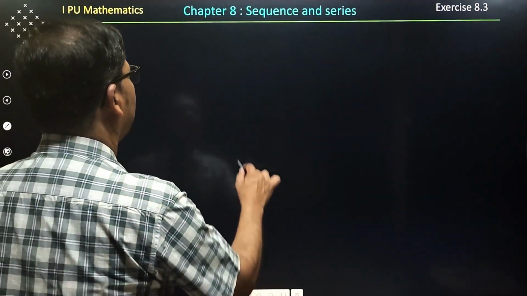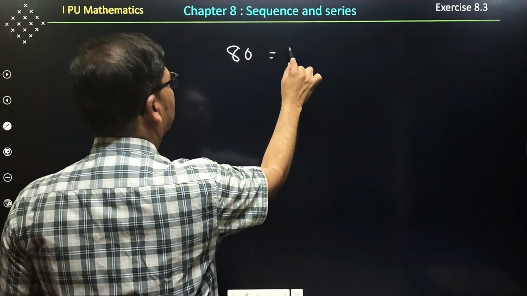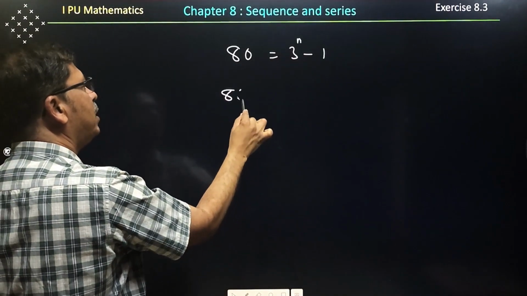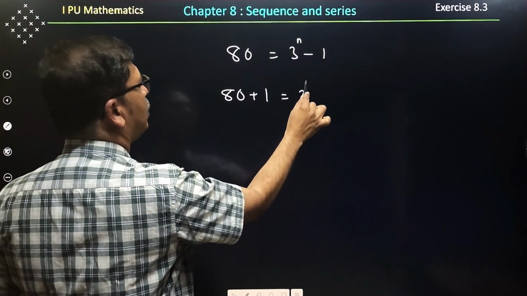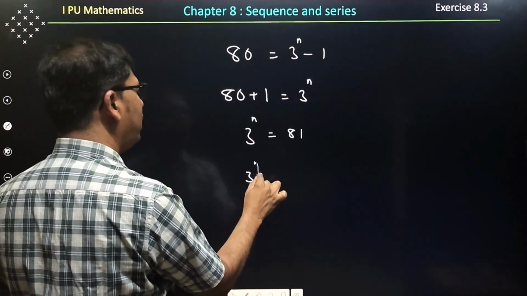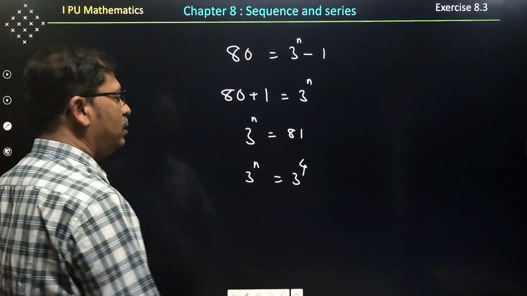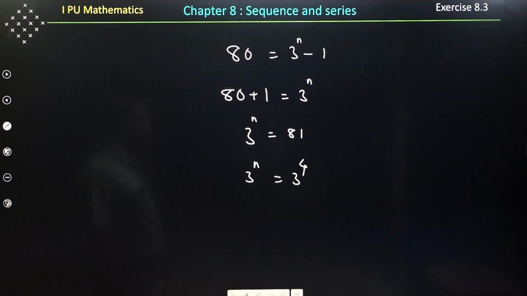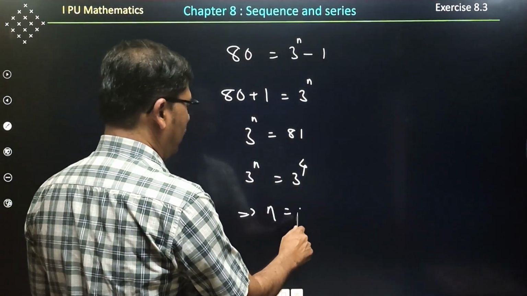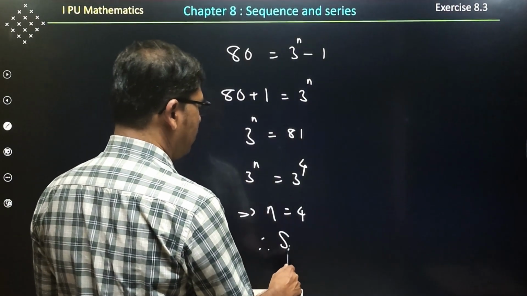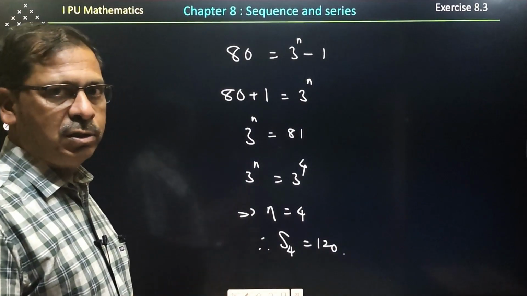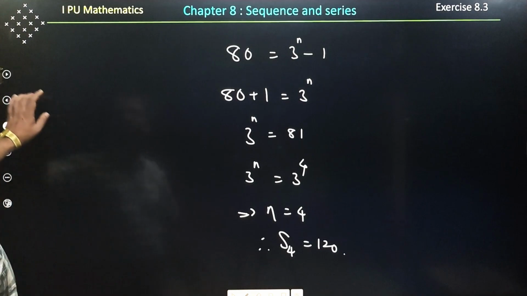So what are you getting? 80 equal to 3 raised to n minus 1 you are getting. Take minus 1 to this side, it becomes 80 plus 1, which is equal to 3 to the power n. So 3 to the power n is equal to 81. It means 3 to the power n is equal to 3 to the power 4. 3 to the power 4 gives you 81 here, and hence definitely the value of n is equal to 4 here. Therefore the conclusion is S4 is equal to 120. 4 terms are needed to give the sum equal to 120.